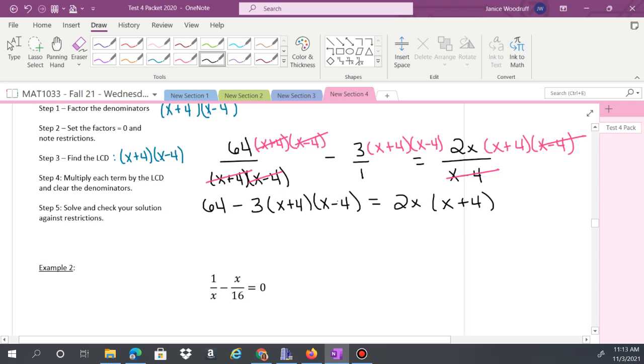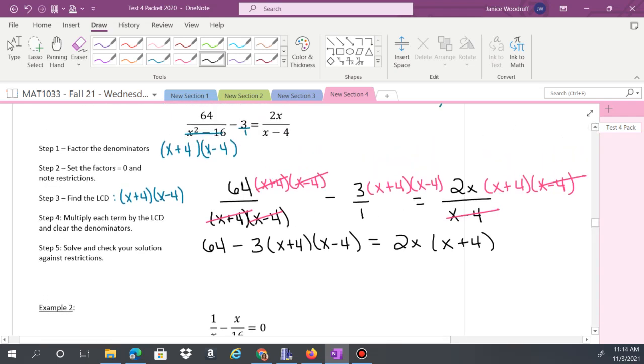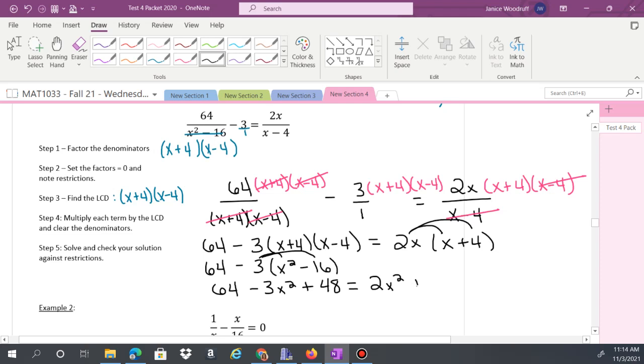So what I'm going to do is I'm going to do the x plus 4, x minus 4. If we multiply that whole thing out, remember we factored it before? It was x squared minus 16. So that actually is just x squared minus 16. Then I'm going to distribute that 3. So I'm going to get 64 minus 3x squared, and then that's going to be plus 3 times 16, 48. And then over here, I have 2x times x is going to be 2x squared, and then 2x times 4 is going to give me 8x.